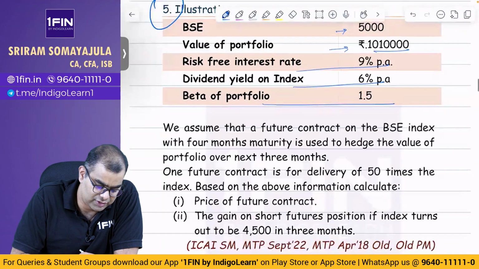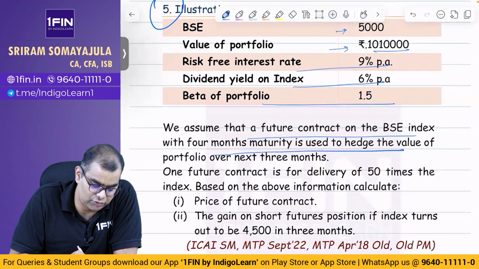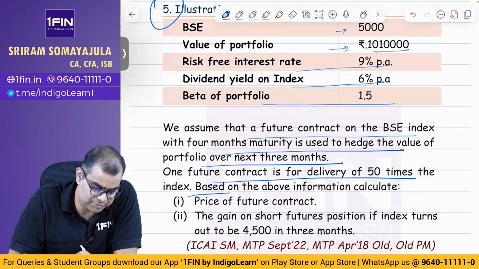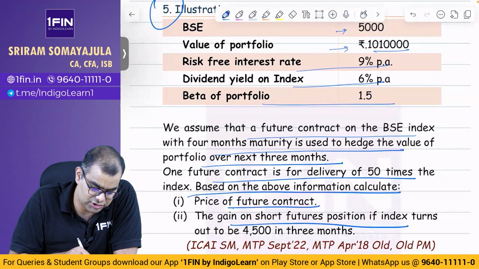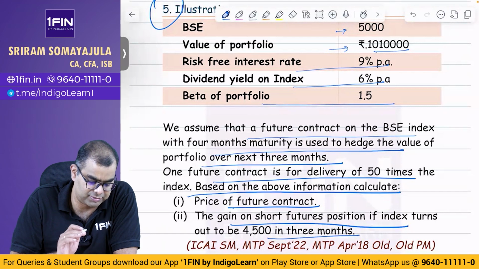We'll discuss that. We assume that a future contract on the BSc index with 4 months maturity is used to hedge the value of the portfolio over next 3 months. One future contract is for delivery of 50 times the index. Based on the above information, calculate price of the future, gain on short position if index turns out to be 4,500 in 3 months.